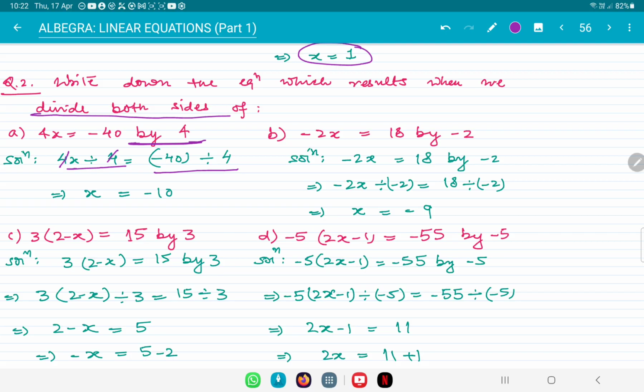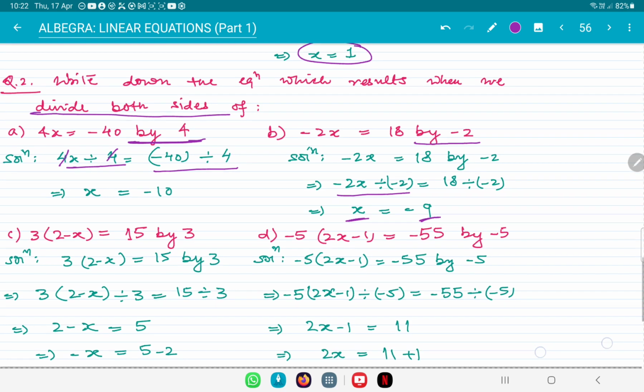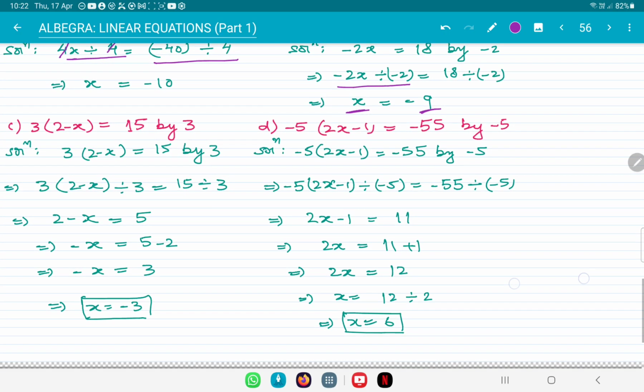Now in the second, minus 2x is equal to 18, divided by minus 2. So minus 2x divided by minus 2: minus minus is plus, and 2 will cancel, and we get x only. On the right hand side, 18 divided by minus 2 gives minus 9. So the final answer will be x is equal to minus 9.